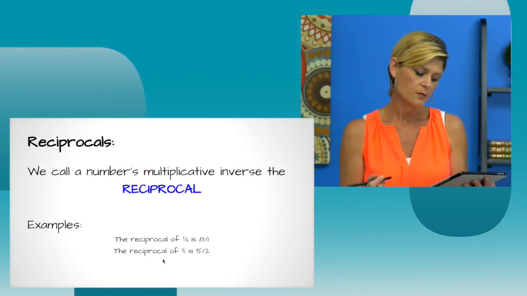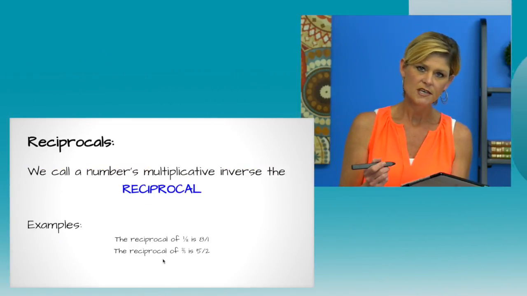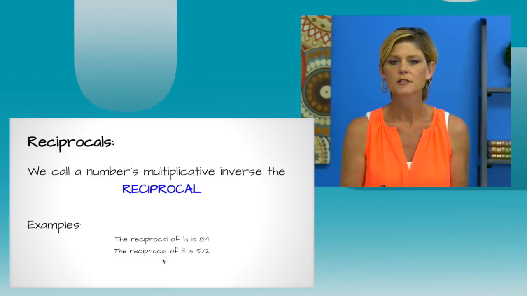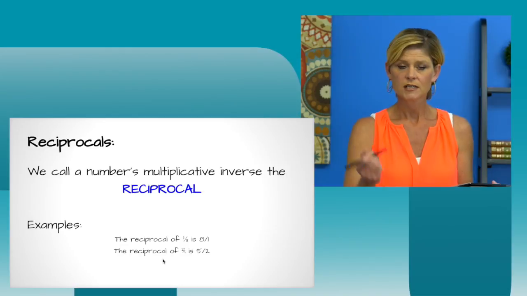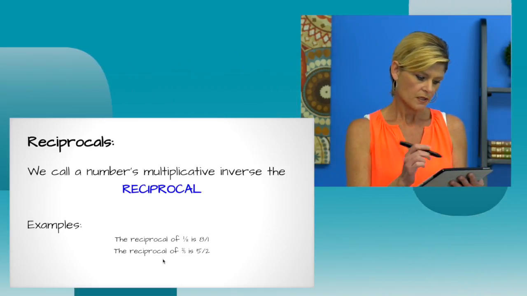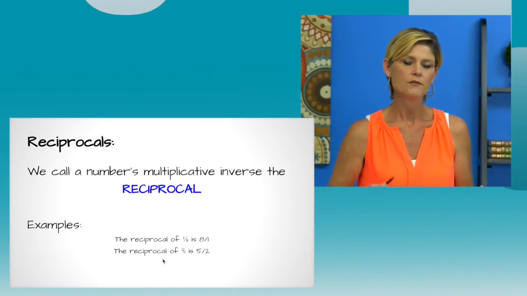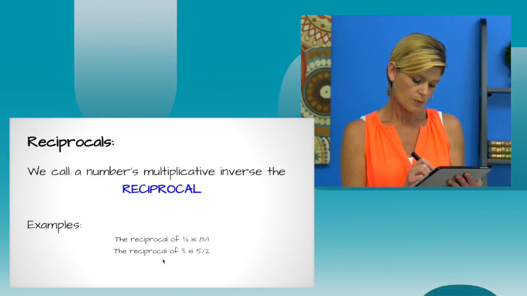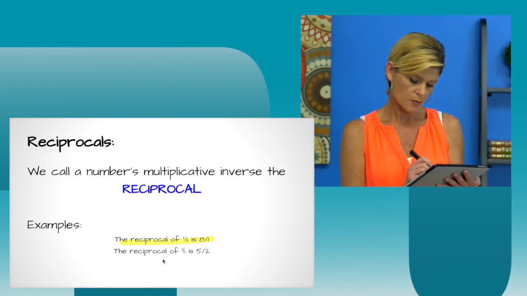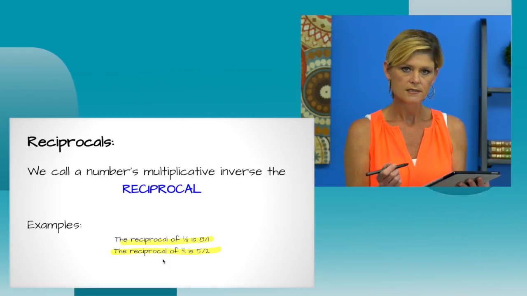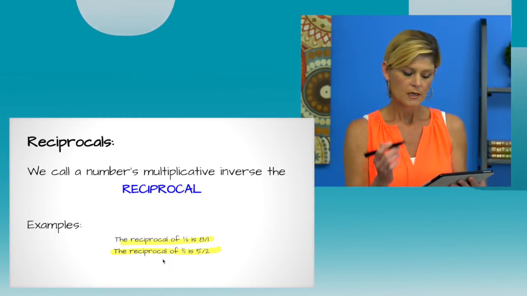We call a number's multiplicative inverse the reciprocal, and that's typically how you'll hear it referred to. A fraction's inverse is called its reciprocal. Let's take a look at some examples of fractions' reciprocals. The reciprocal of 1/8 is 8 over 1. The reciprocal of 2/5 is 5 over 2.